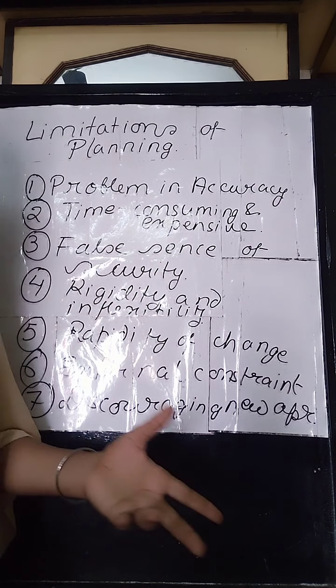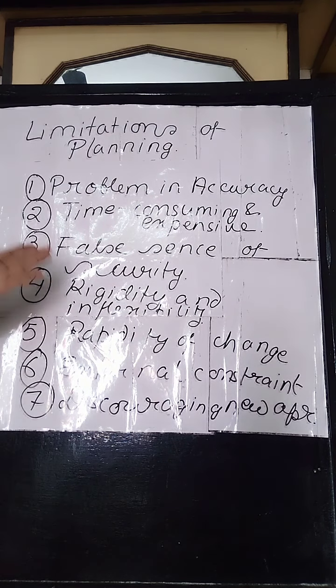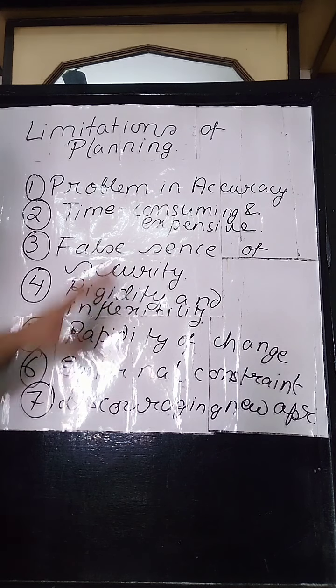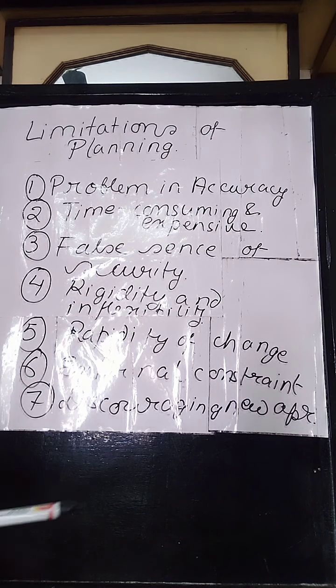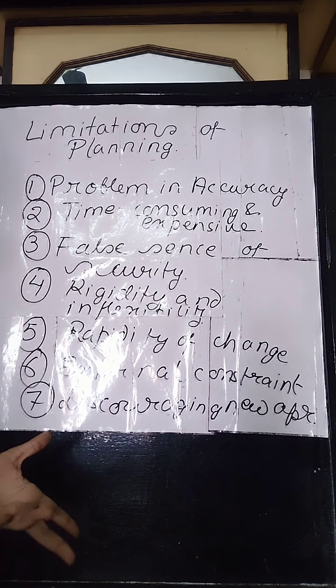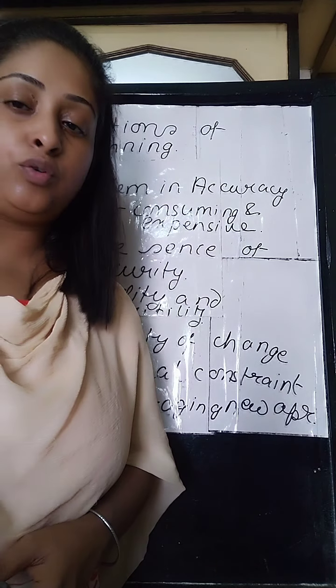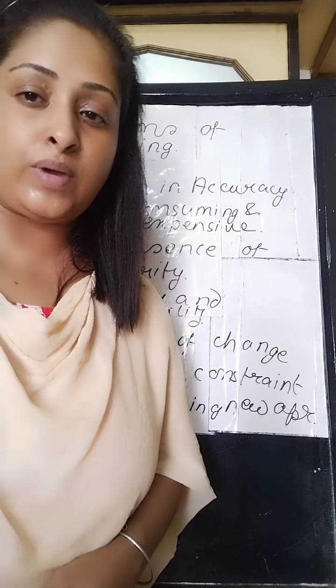Now, these all are the limitations of planning. These points you have to cover. These are the must points that you have to cover while writing the drawbacks or the limitations of planning. Apart from these points, if you wish to add any other points, always welcome, but these points must be present.